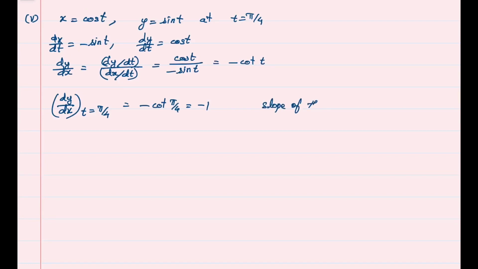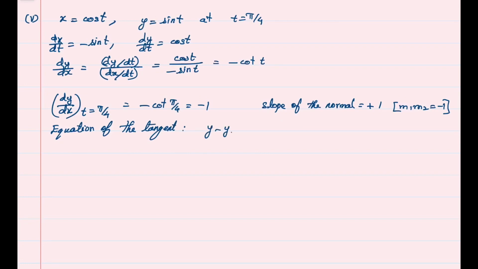Therefore, slope of the normal will be, change the sign and write the reciprocal. Reciprocal of 1 is 1. Because of the result m1 m2 is minus 1. Let us write the equation of the tangent. y minus y0 equal to slope of the tangent into x minus x0.